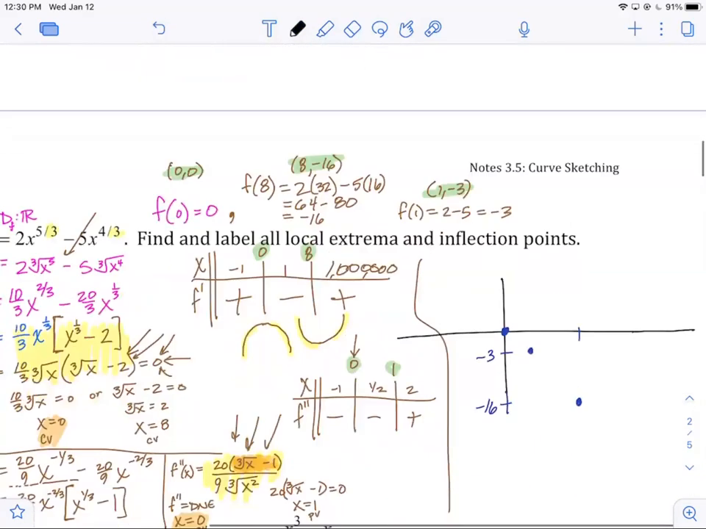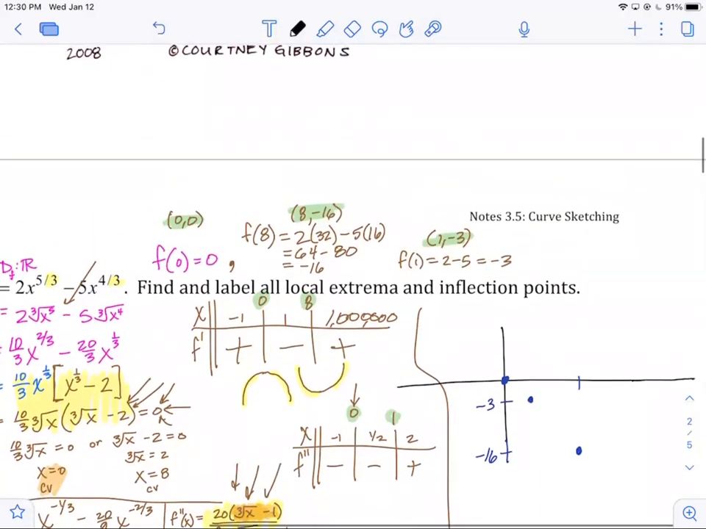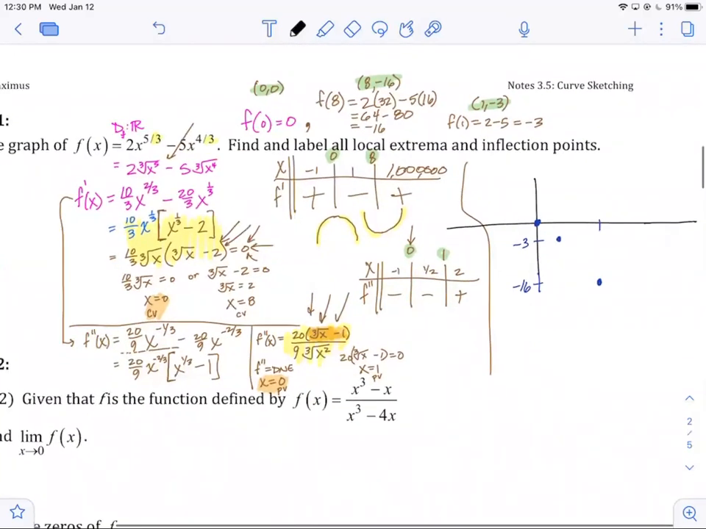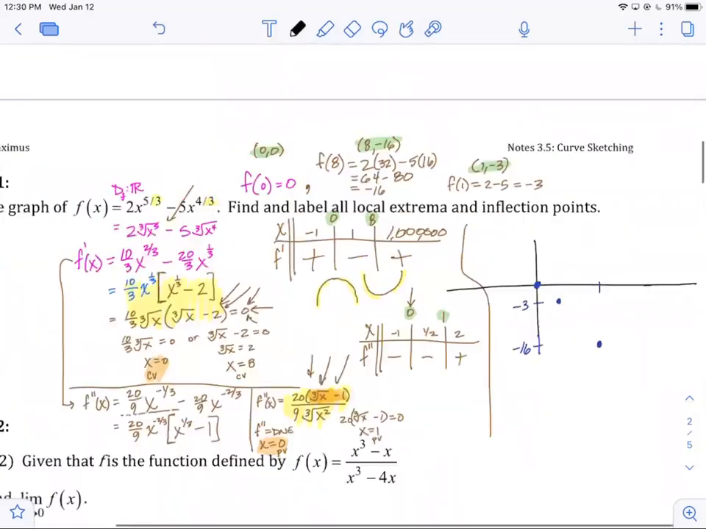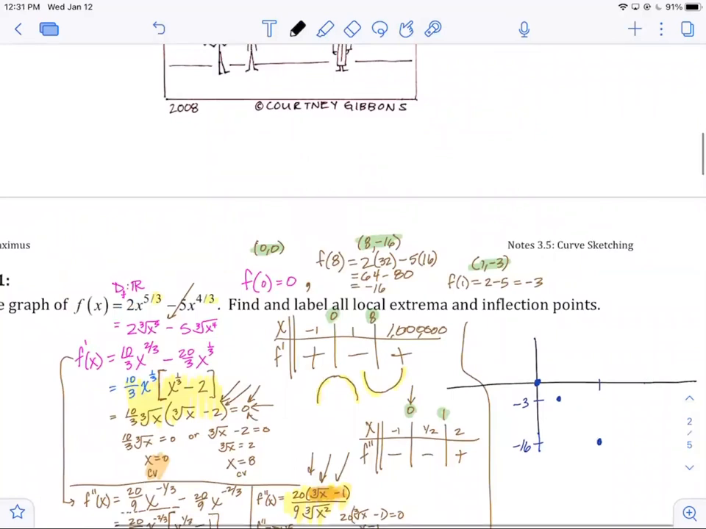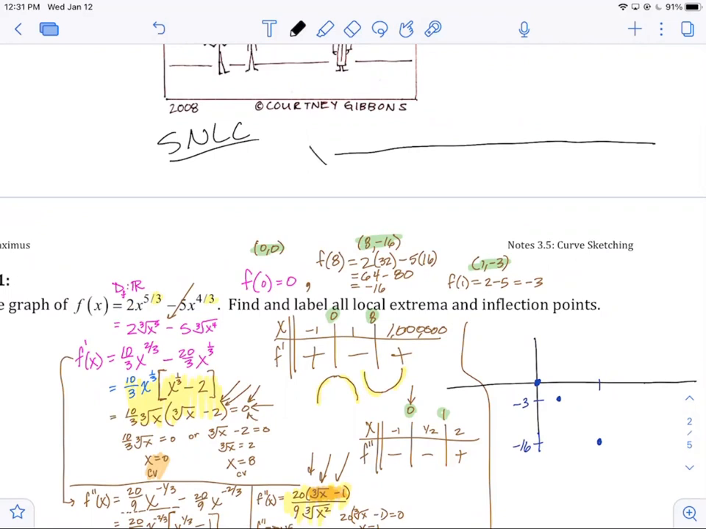We have two separate number line charts there, each giving us different pieces of information, but there is some overlapping, right? So if you want to, and this is not required, I'm going to borrow this space up above here. Sorry, Courtney Gibbons. If you want to make like a super number line chart, an SNLC, Saturday Night Livecast, right? You have your x values here, right? And you could do f prime in the top and you could do f double prime in the bottom. So let's put our values on there.